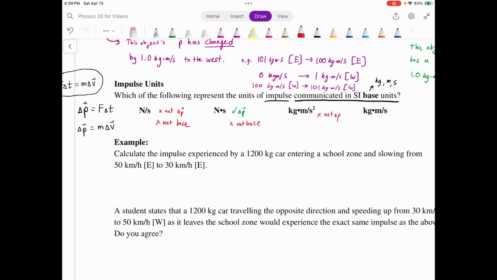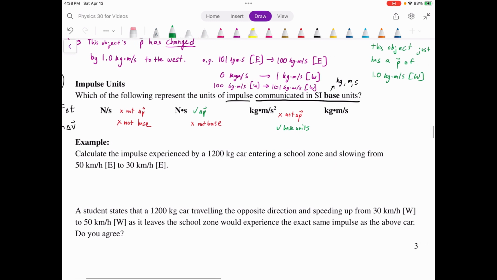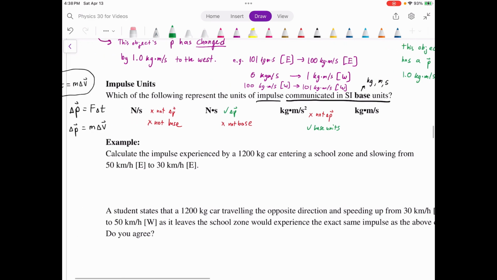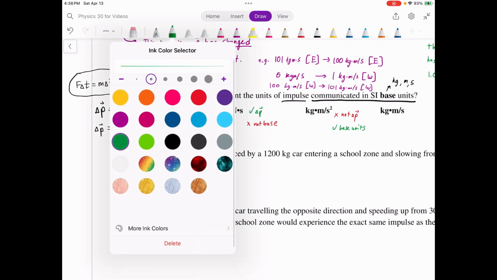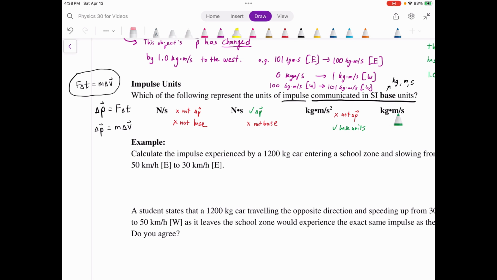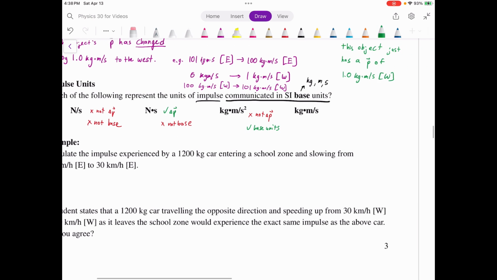This also, it's not impulse, but it's in base units. So it does pass one of our tests, right? Kilograms, meters, and seconds. So process of elimination leads us to this one, but we can also see it's correct, right? It's definitely in base units, just kilograms, meters, and seconds, okay? And it's a mass times a velocity, or a mass times a change in velocity, right? So this one's right. This is impulse, and it is base units. So that is the correct choice there. That is the units of impulse in base units.